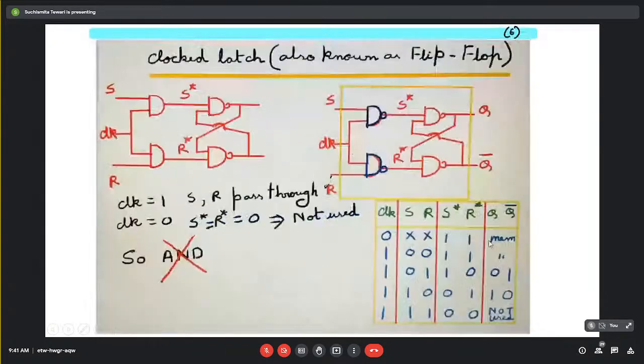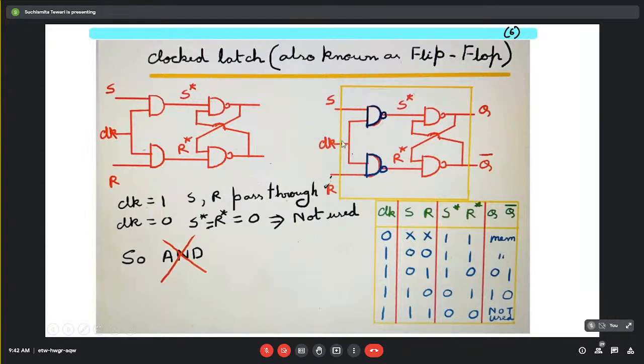Also, if I enable the clock, I'm giving 1, and if we set S equal to 0, R equal to 0, the value of S star and R star will still be 1 and 1. So this condition also serves as memory. So these two conditions here are serving as the memory of this entire block. Now let us come down to the 0, 1 condition, that is S equal to 0, R equal to 1.